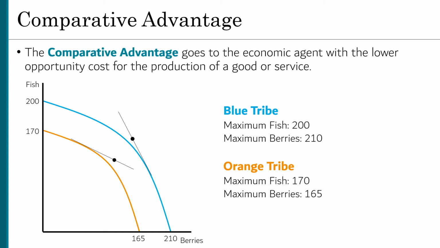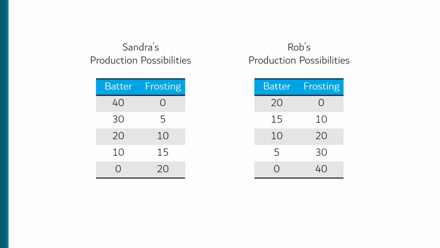And the reason they can do this is because they're able to take advantage of each other's lower opportunity costs. Let's look at another example, which might clarify this even more. Let's say we have two bakers, Sandra and Rob. To bake a cake, they have to produce some batter and some frosting. The table shows some of the possibilities each of them have in terms of baking cakes each day.